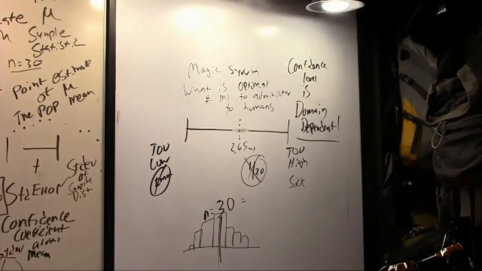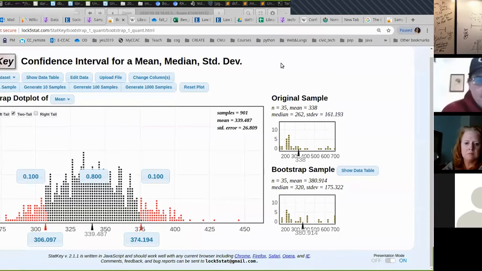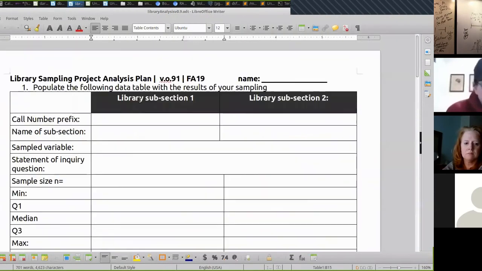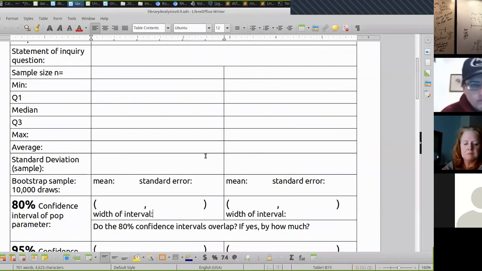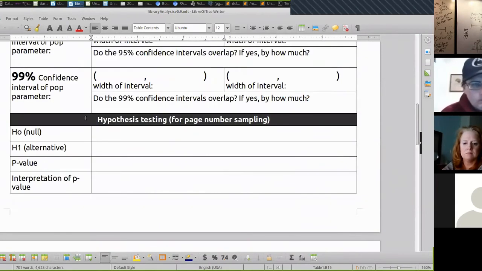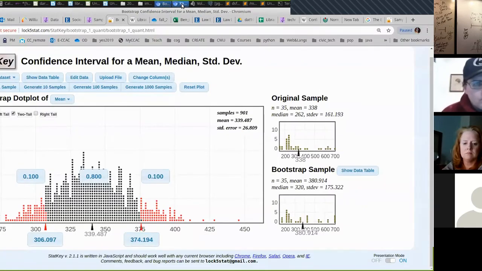I'm going to pause it there and ask for questions. Let me just walk you through one more time. Here's the document that we want to populate with your experimental data. I'm going to have you skip the hypothesis testing stuff altogether because I am slowing down.